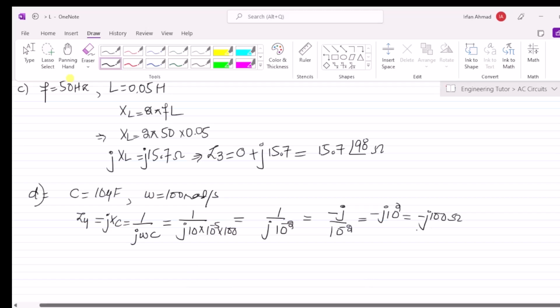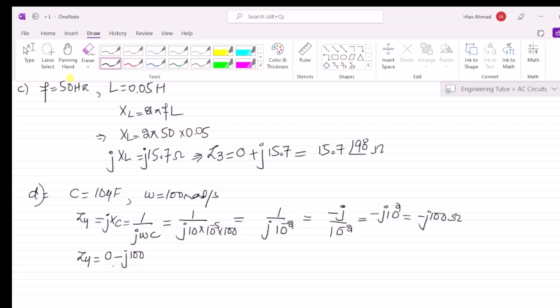Okay, so that is the answer, and we can also represent it as Z4 equal to 0 minus j 100. That is the rectangular form. Similarly, in order to represent it in the polar form, we can see that this j is with the negative sign. Negative sign means that in the complex plane, the phasor will be here, making this angle with it, which is minus 90 degrees.